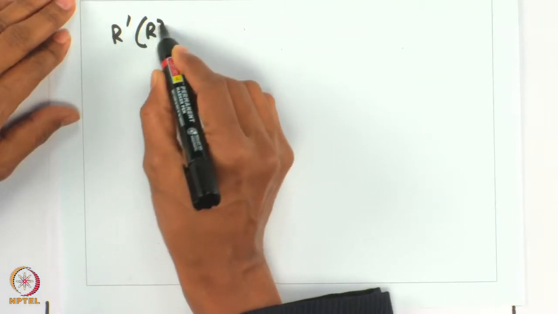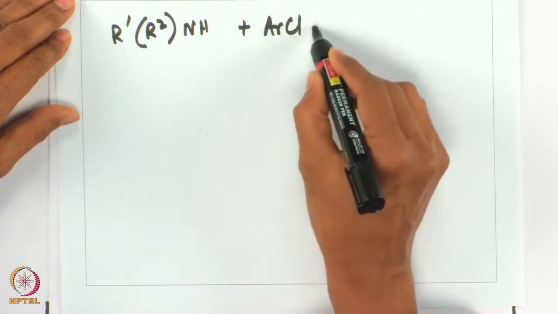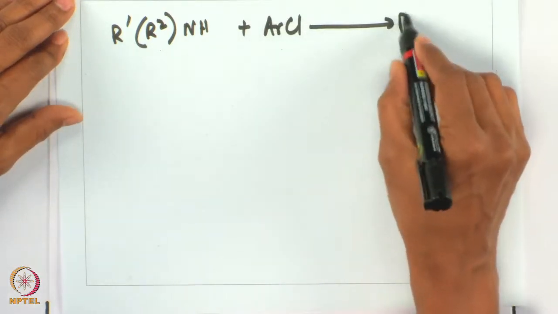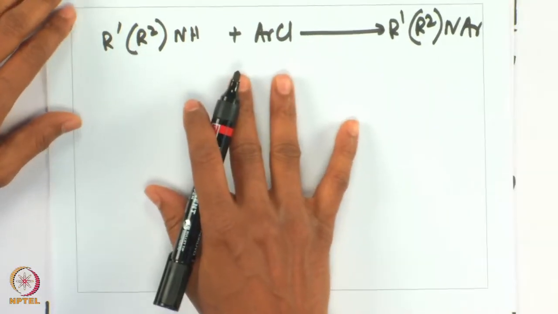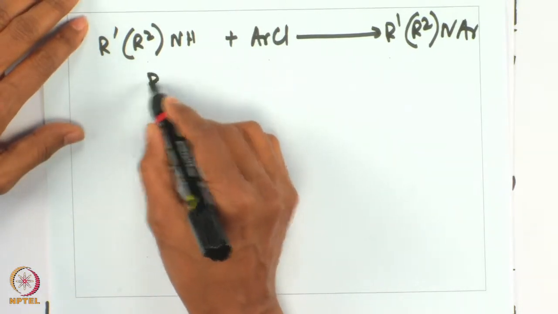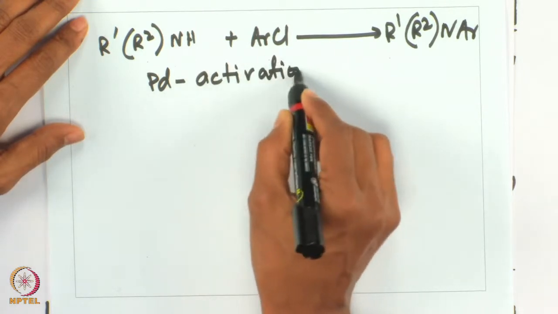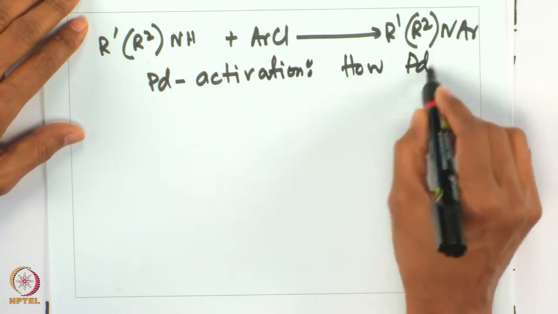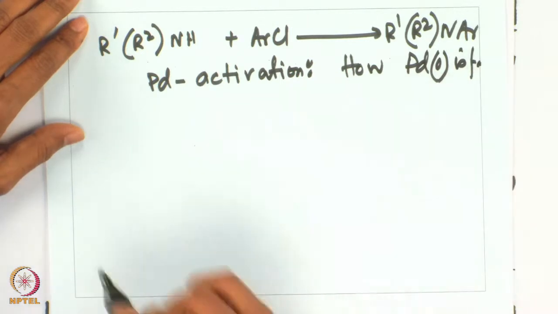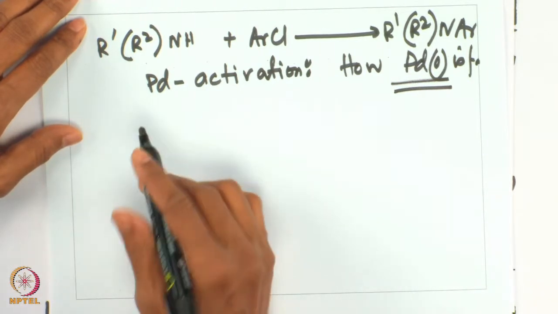So, if we are talking about R1 R2 NH, this is the amine, which could be primary or secondary, and for example we are taking aryl halide to give R1 R2 N-Ar. This is the palladium catalyzed carbon nitrogen bond formation reaction. What we are trying to discuss right now is how palladium activation happens during this reaction, how palladium 0 is formed. That is the main question.